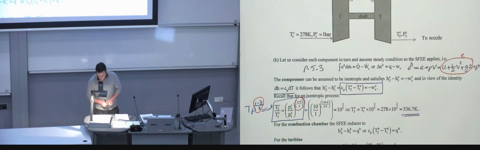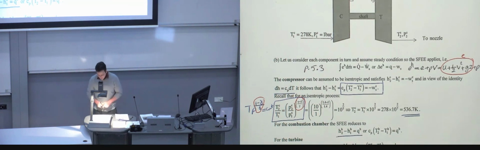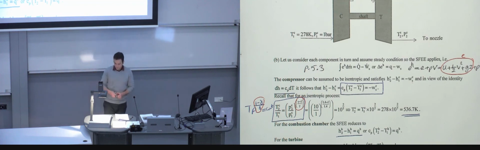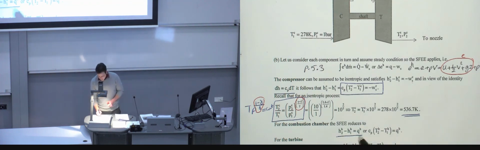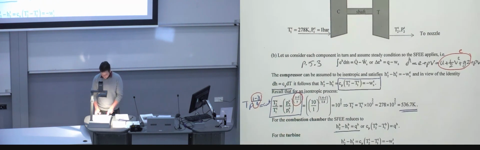The equation for the combustion chamber is actually quite simple, very similar to what we had for the compressor. The only difference is that now for the combustion chamber, you don't have any work, there's no shaft, there's only heat. So H2 minus H1 is equal to Q. And we established that we can replace H2 minus H1 by Cp (T2 minus T1). So that is all we need to care about as far as the combustion chamber is concerned.